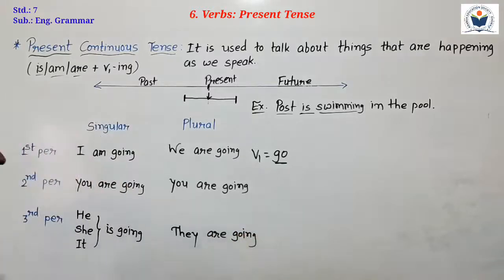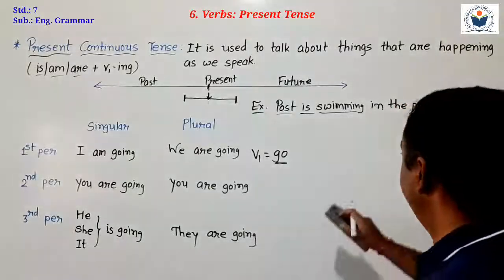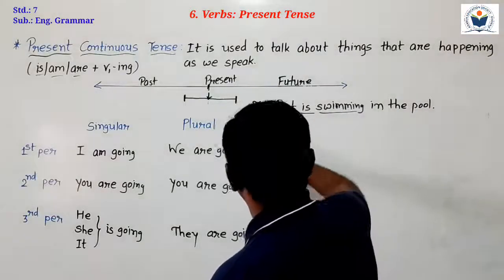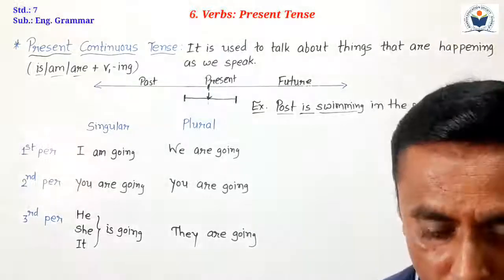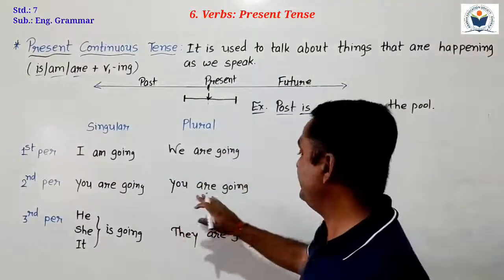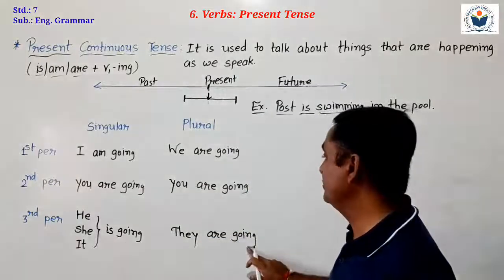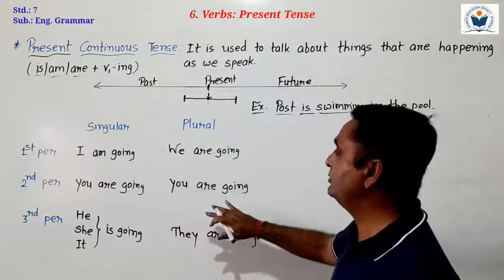So I write example as an example, V1 as a go. मैंने example लिया go का, so I put with go, like that it happens. I am going, we are going, you are going, you are going. You see, it is going and they are going. So that's where we have to use helping verb.